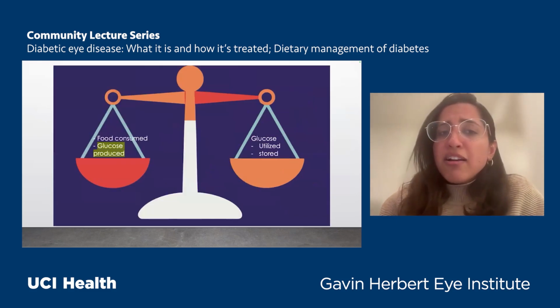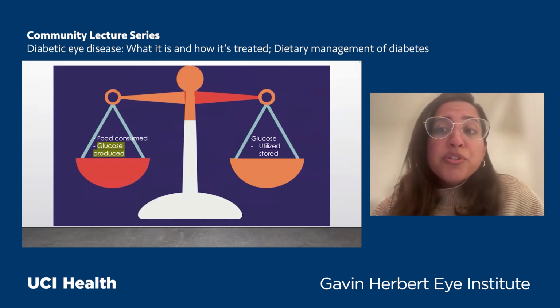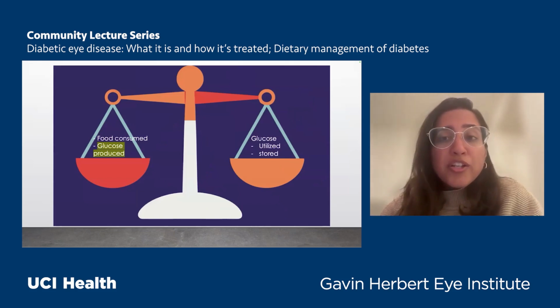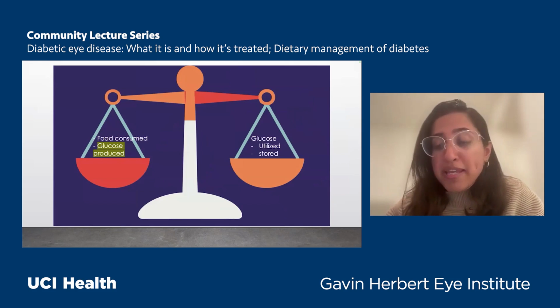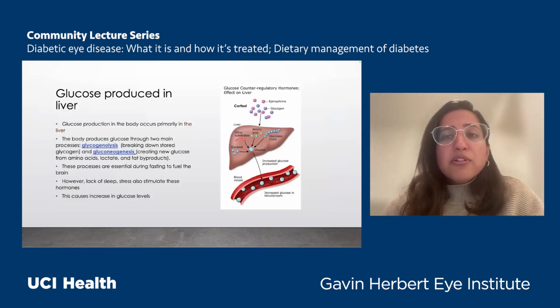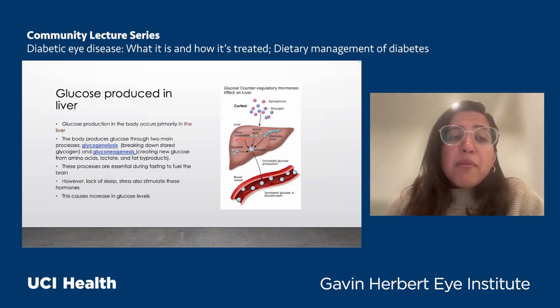Now, let's talk about ways in which glucose is produced in the body and strategies to control that through behavior. So now, glucose is produced in the liver. Most of the glucose production occurs in the liver. The body produces glucose through two main processes.